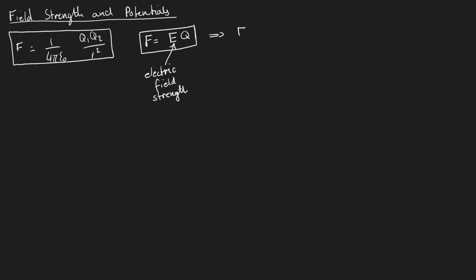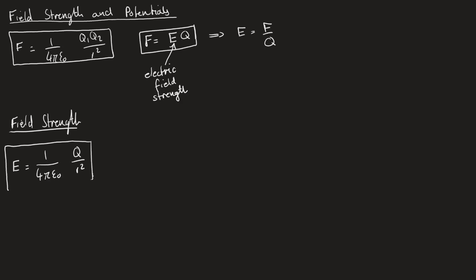So if I rearrange this, I get E is equal to F over Q, which means I can take this formula for F, and if I divide by Q, it doesn't matter which Q I divide by, but I end up with an expression for the electric field strength: E is equal to 1 over 4 pi epsilon naught Q over r squared. So I'm just getting rid of that second Q.